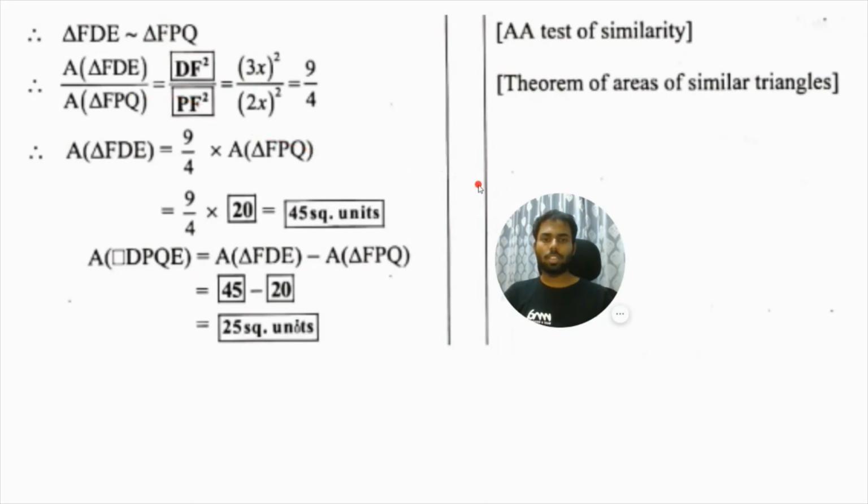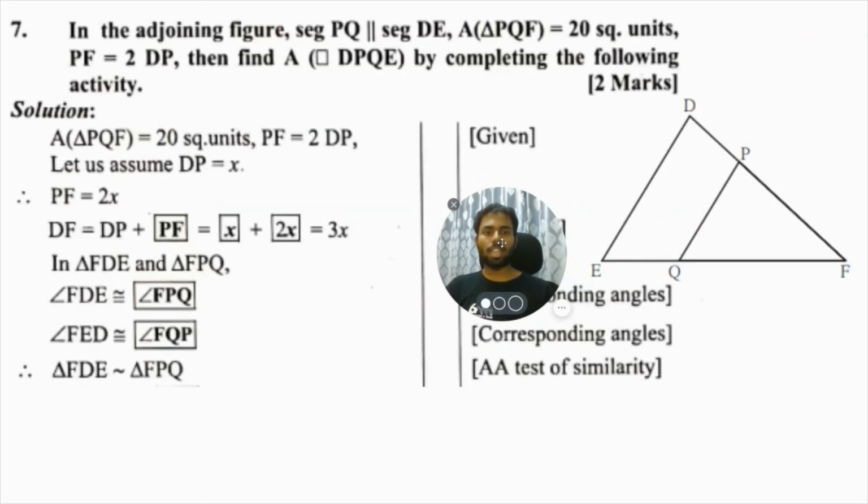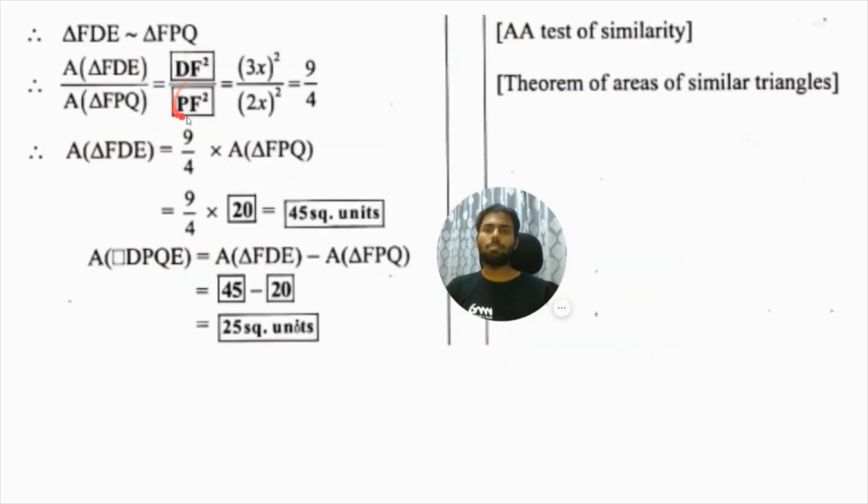Okay, give me a minute. We proved these two triangles similar, this smaller one and this bigger one. So if you want to take corresponding sides, one will be FP and the other one will be FD. So here DF upon PF has come, and the square of both. So that's the answer to the remaining boxes in the question.